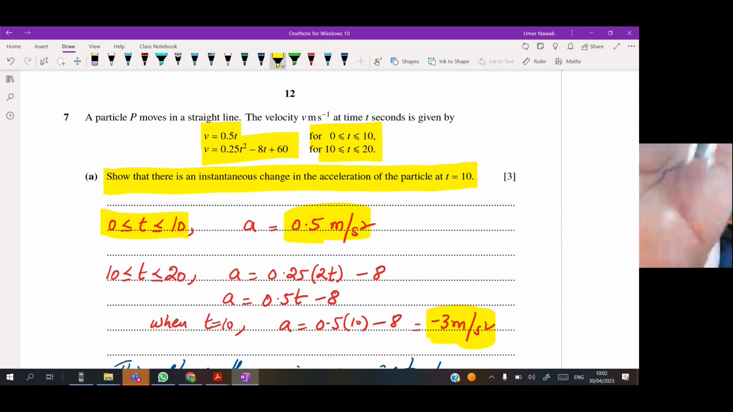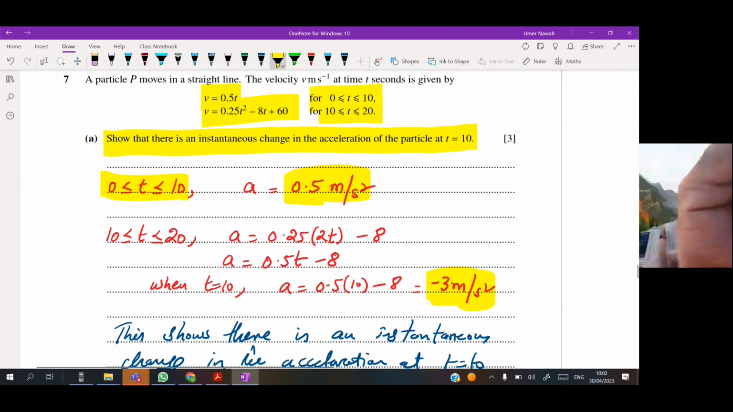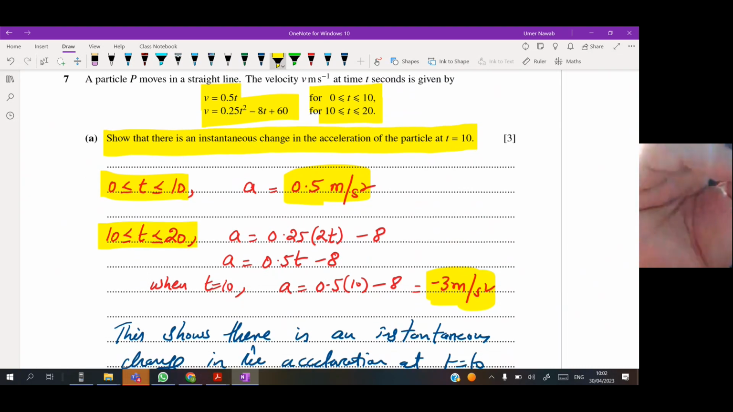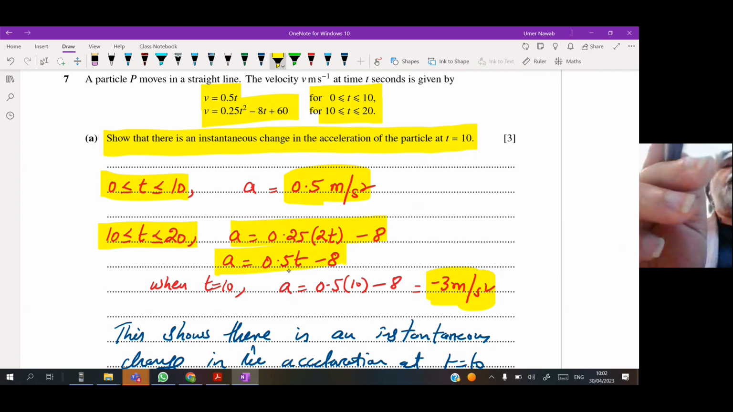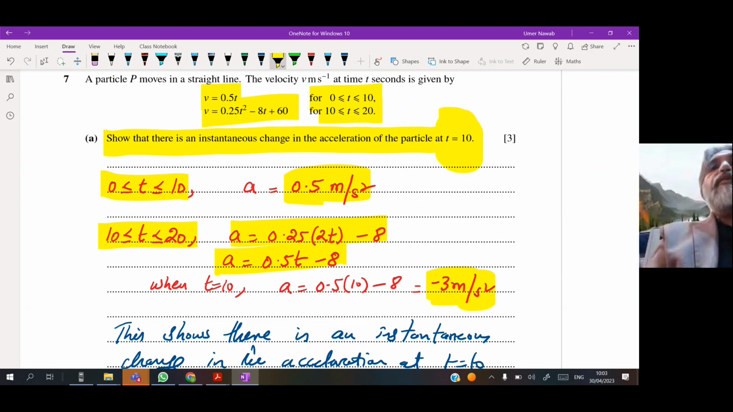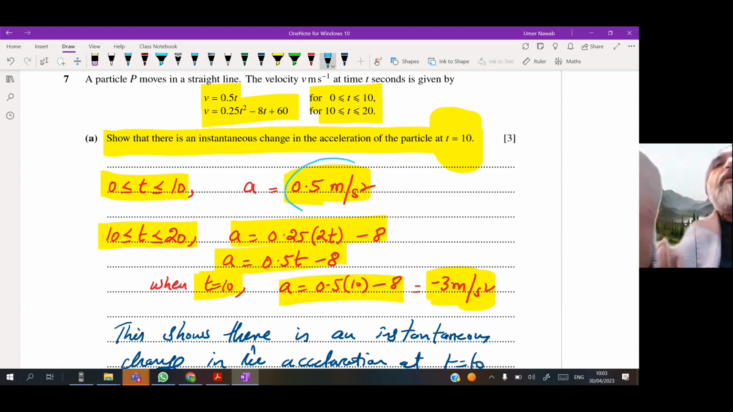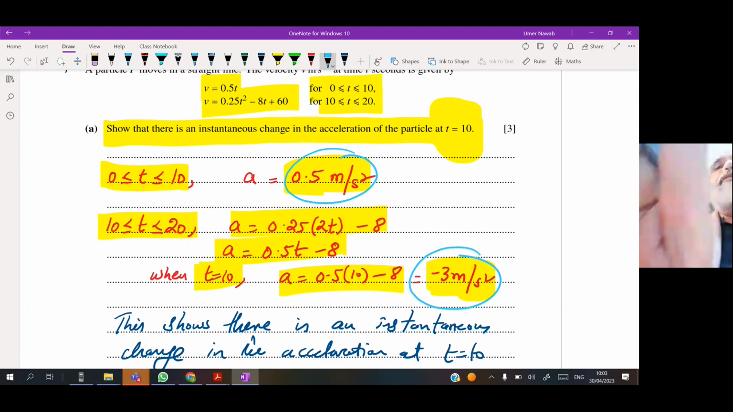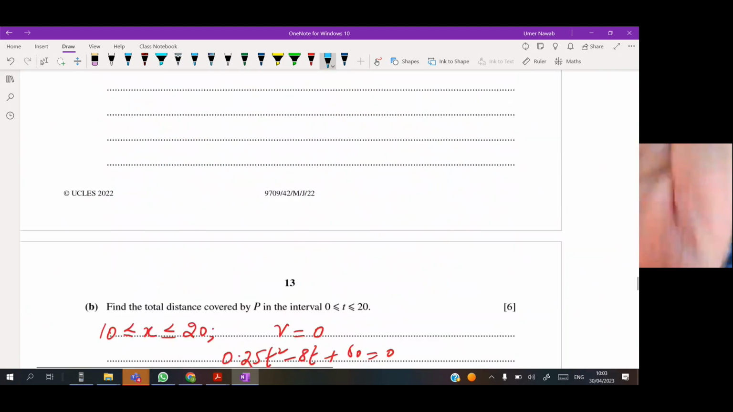From 0 to 10, guys, you differentiate, you get the answer 0.5. It's a constant acceleration situation. From 10 to 20, you differentiate the second expression, and I get acceleration as 0.5t minus 8. Substitute t equal to 10 because I want to find the instantaneous change at t equal to 10. So put t equal to 10 into this formula. It gives me minus 8. Oh, wow. So we got a different acceleration. If we got different acceleration, definitely at t equal to 10, we are going to see a change in the acceleration.